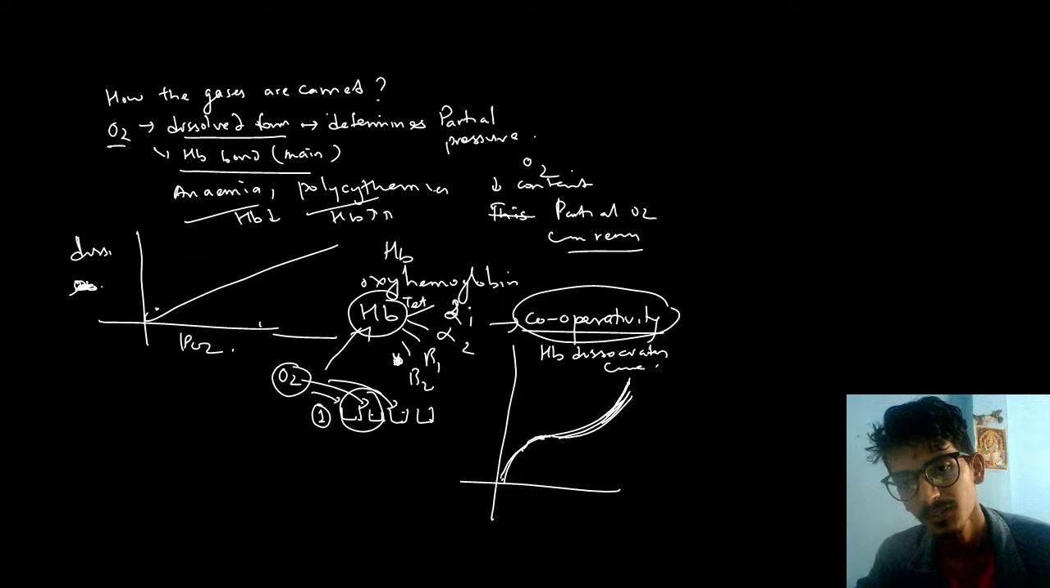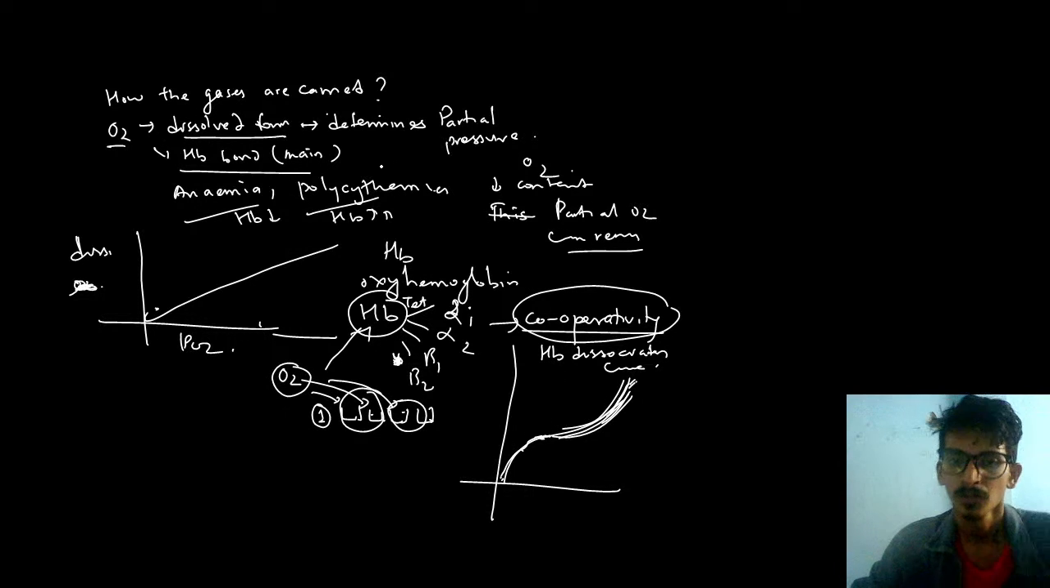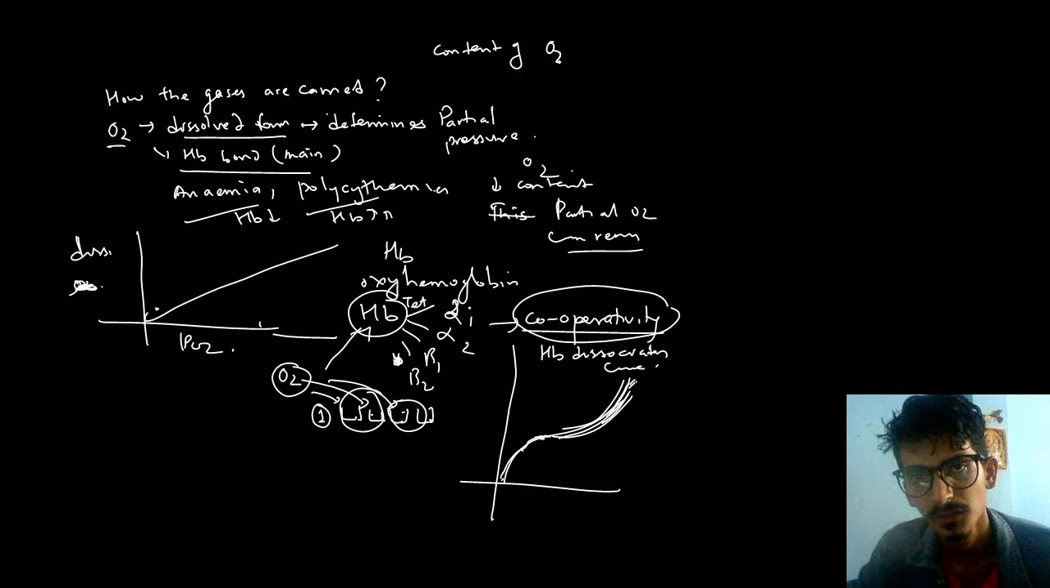That is, it is very easy for us to load the oxygen. This is seen by this part of the hemoglobin dissociation curve. So suppose I have to calculate the content of the oxygen, the content of the oxygen in the hemoglobin.